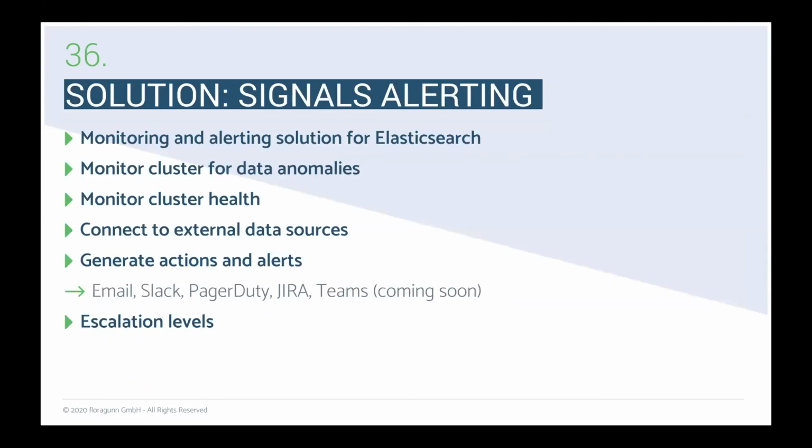For that, you can use Signals, which is a monitoring and alerting solution for Elasticsearch. You can monitor your cluster for data anomalies, like data peaks, for example, or changes in percentages. You can monitor the cluster health itself. If required, you can also connect the monitored data with external data sources, which means you can pull in data from other systems as well. And then, of course, you can generate actions and alerts from it.